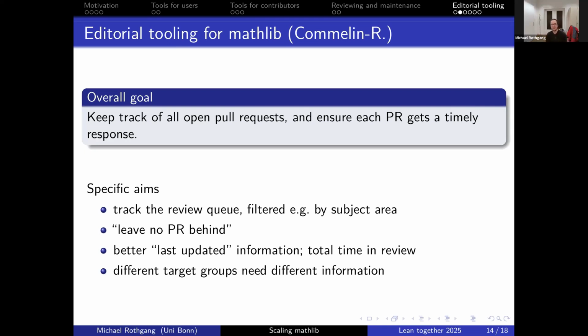Similarly, you might want tooling to give you the total time a pull request was in review, which GitHub also doesn't expose. And finally, when you're doing triage, there are different groups of people who want different information. If you're a maintainer, perhaps you want to look at all pull requests that were already approved by a reviewer and just need you to say, yes, looks good. If you're a reviewer, you want to find pull requests you can review, perhaps in your area of mathematics. Perhaps you're doing triage and want to see, are there any pull requests falling through the cracks? So there are really different kinds of information for different people, and it's useful to expose that separately.